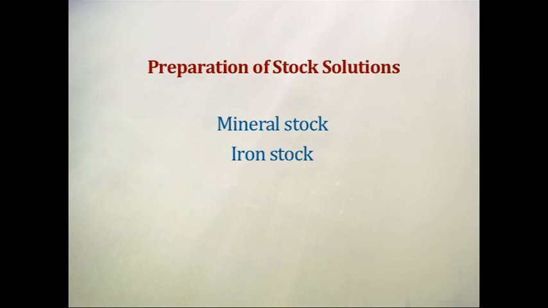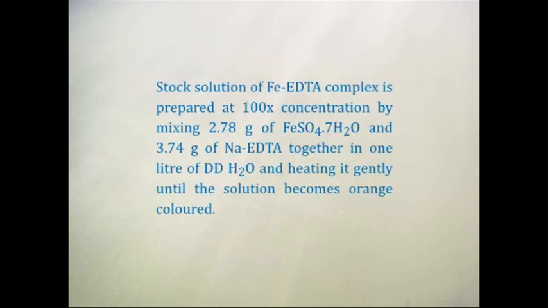The next is iron stock. Stock solution of iron EDTA complex is prepared at 100 times concentration by mixing 2.78 gram of ferrous sulfate heptahydrate and 3.74 gram of sodium EDTA together in 1 liter of double distilled water and heating it gently until the solution becomes orange colored. Stock solution is then transferred to an amber bottle, autoclaved, labeled and then stored at 4 degrees Celsius. 10 ml of the stock is used in 1 liter of medium.